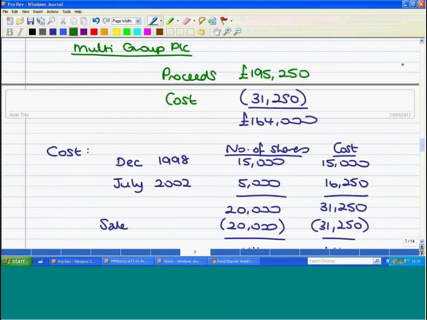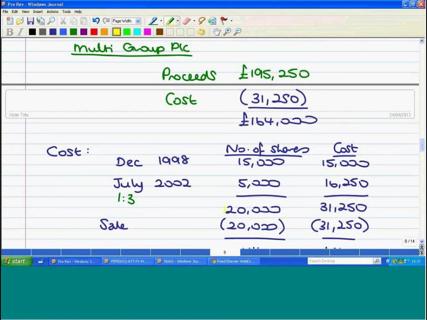So I'm just showing exactly what's happened. In December 98, I bought the 15,000 shares. They cost me £15,000. Now, in July 2002, there's a rights issue. We were told in the question it was 1 for every 3 that was held. That means we're going to get 5,000 extra shares, but we were also told they cost £3.25 each.